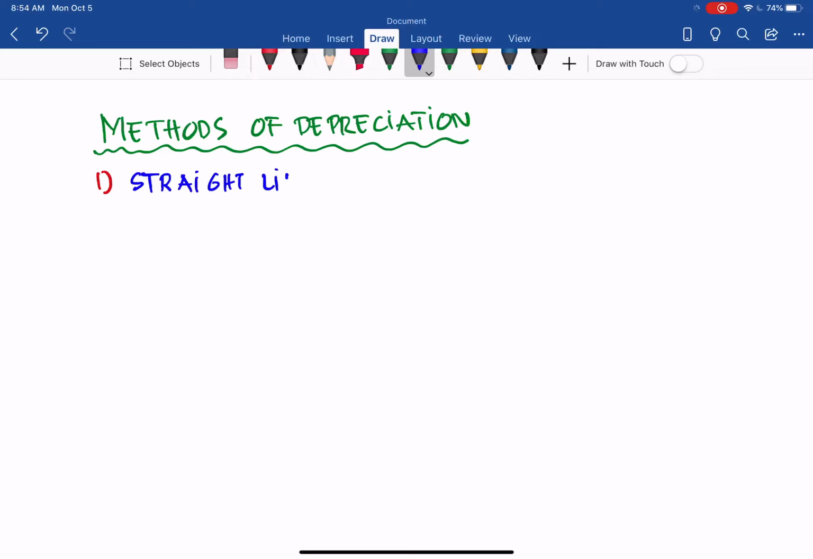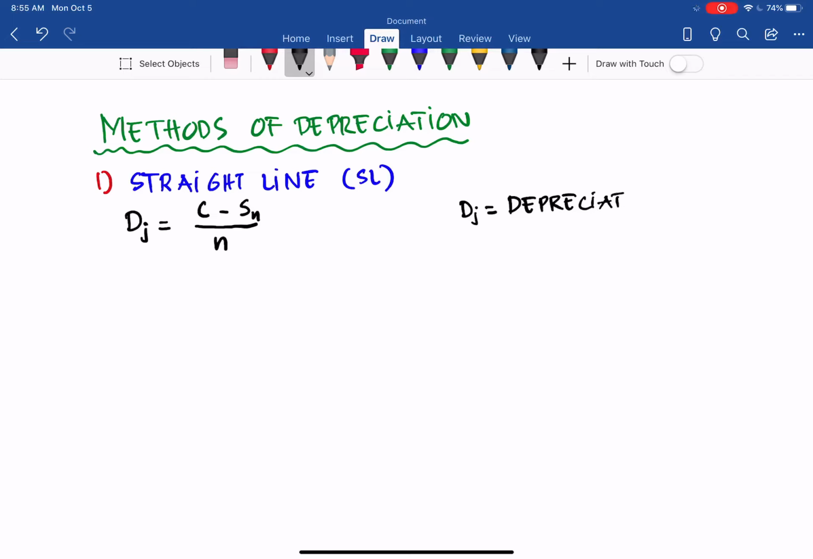Straight line method, SL. And for the straight line method, we have the depreciation at year J is equal to the initial cost of the asset minus the salvage value, divided by the number of years that we use to depreciate. So with that, let's define DJ. That is the depreciation amount at year J.